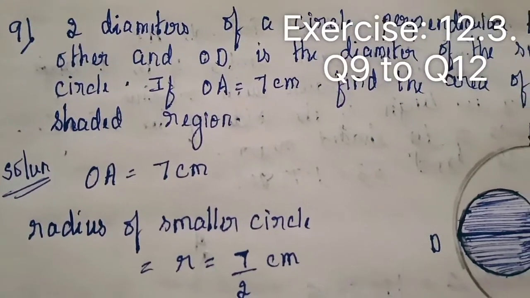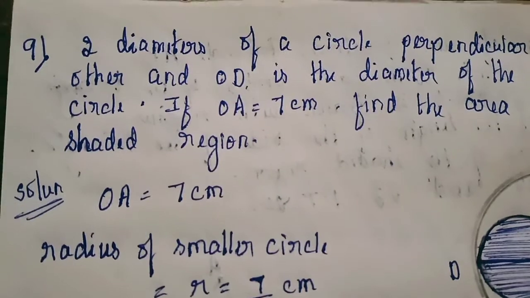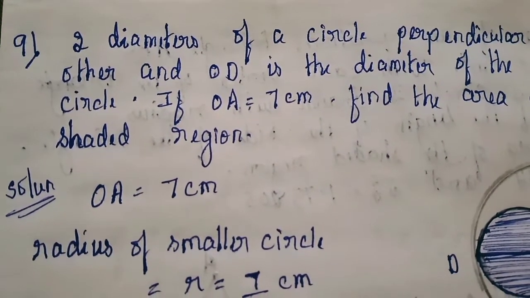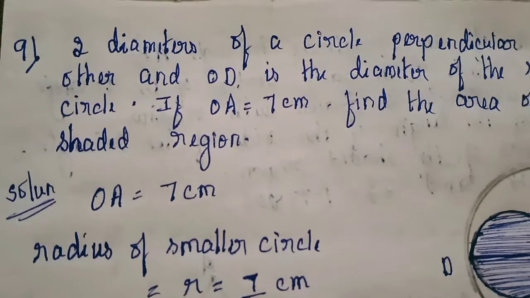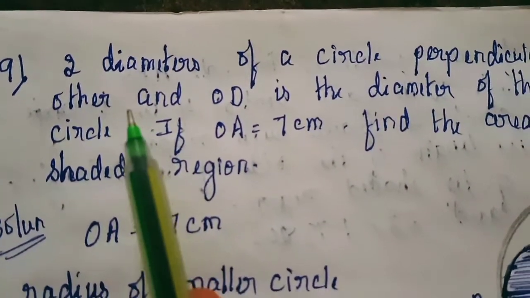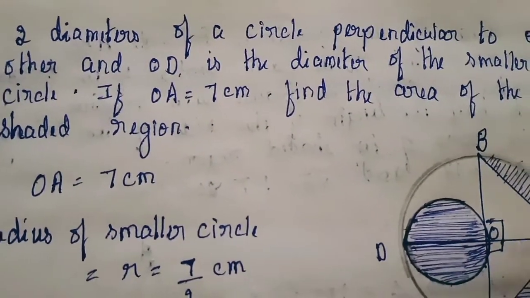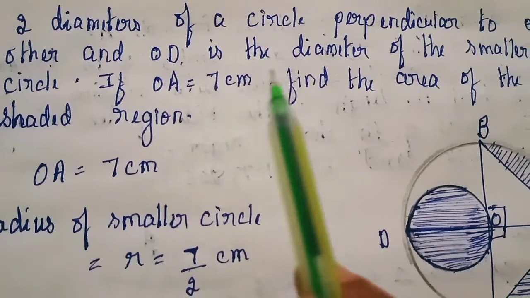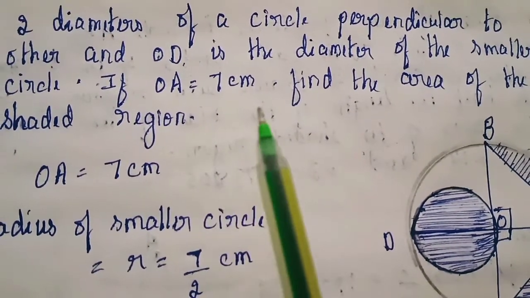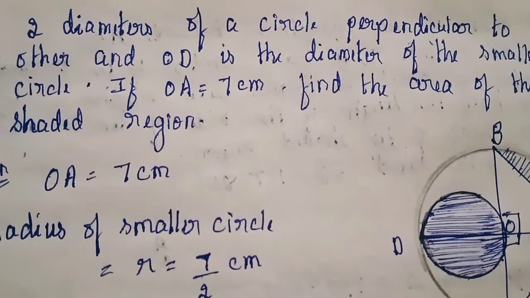Namaste everyone. So today in this class you are going to learn the chapter Areas Related to Circles, from question number 9 to 12. So let me start with question number 9. Two diameters of a circle are perpendicular to each other and OD is the diameter of the smaller circle. If OA equal to 7 centimeter, find the area of the shaded region.